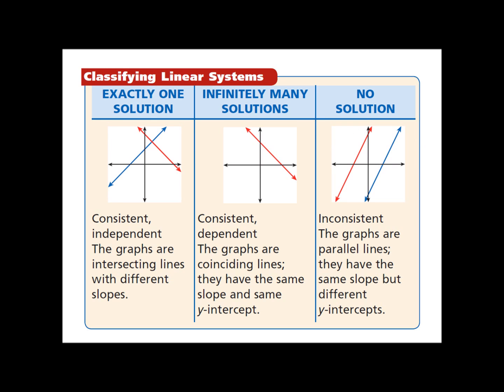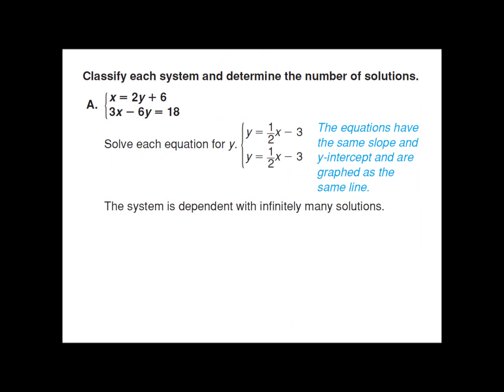Well, which one is that? Is that an example of exactly one solution, infinitely many solutions, or no solutions? Well, it's this type of system. The two equations create the exact same line. So, we say that this system is dependent with infinitely many solutions.